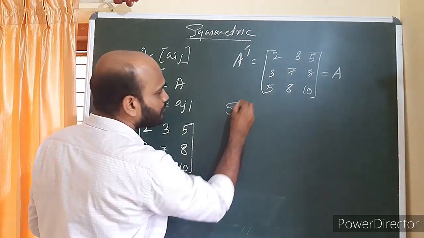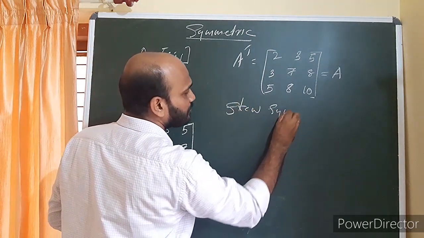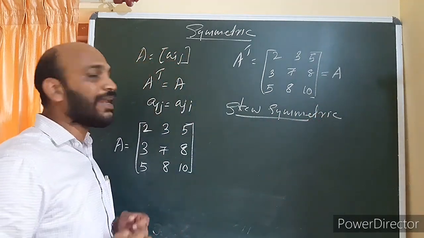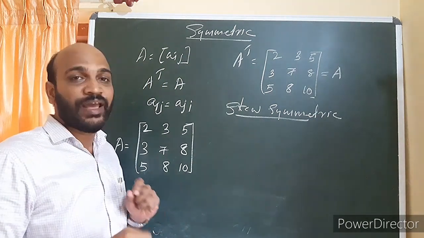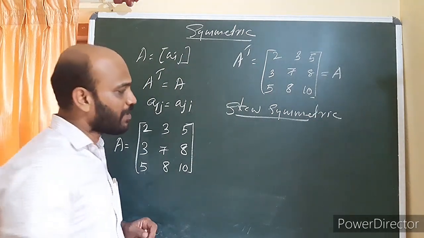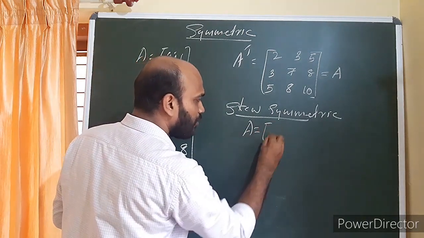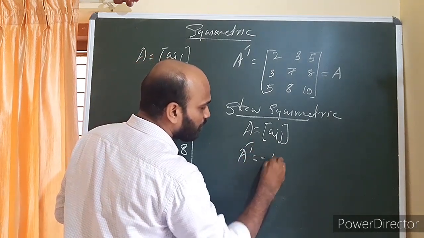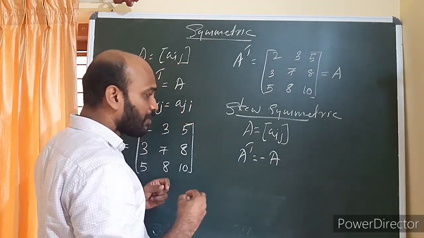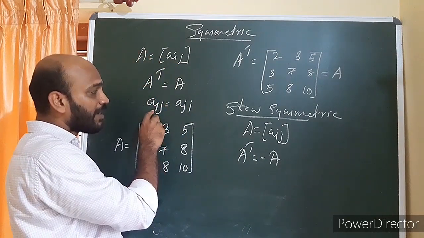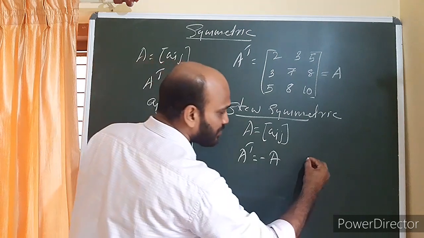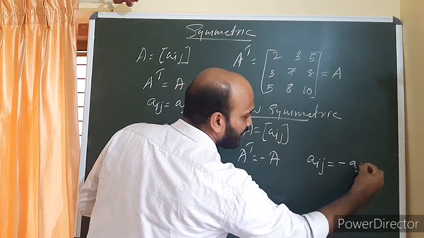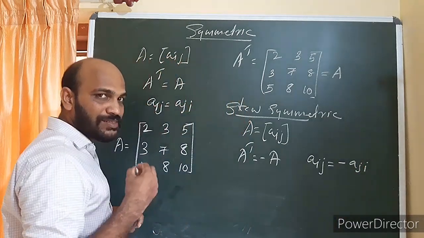Now, next one is skew symmetry. A square matrix A equal to Aij is said to be skew symmetric if A transpose equal to minus A. So what about relation between elements? Here it was Aij equal to Aji. In this case, it should be Aij equal to minus Aji.